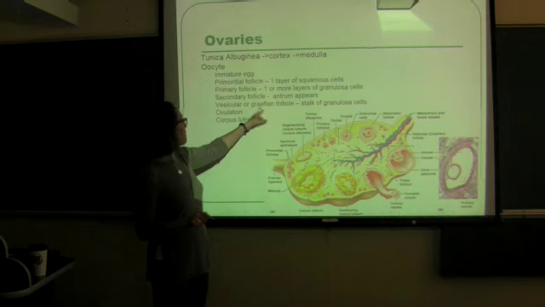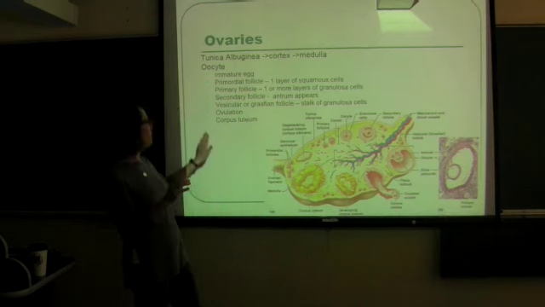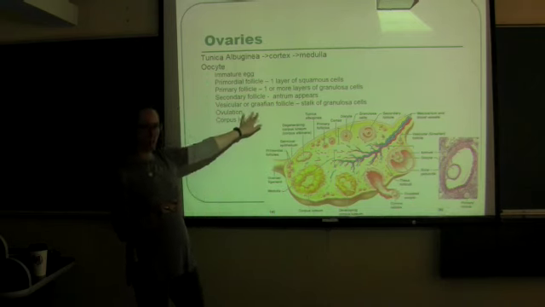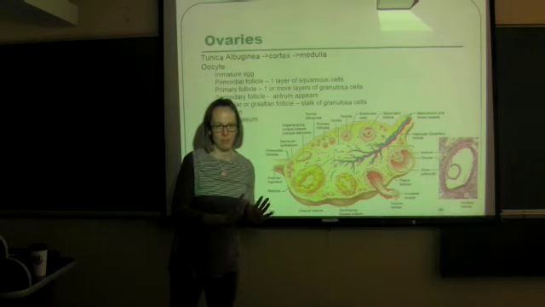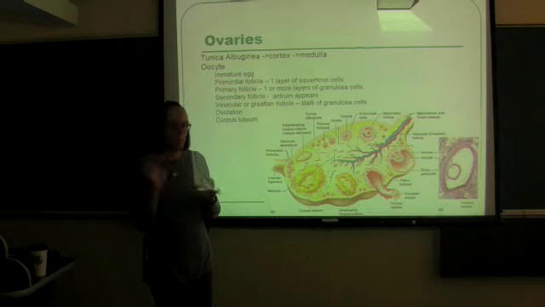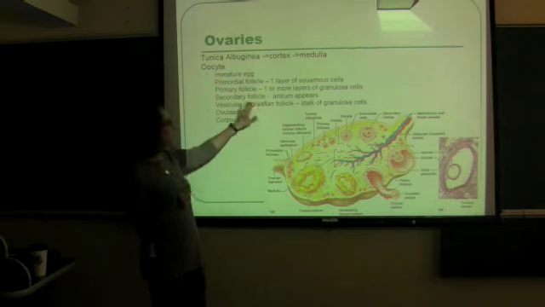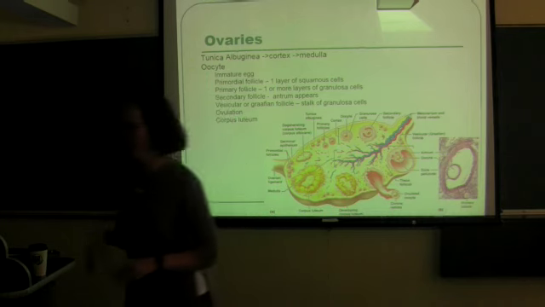The next step is called a secondary. Now this is a little tricky because secondary could be also vesicular graafian, but vesicular and graafian are just a little more mature. So you would call a really early one, well, let me explain the difference. A secondary follicle, an early one, has what's called an antrum.